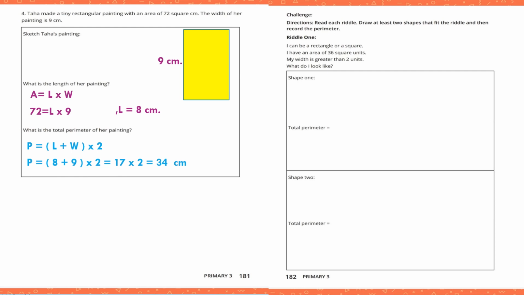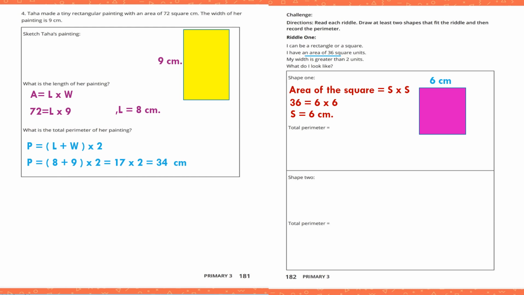I can be a rectangle or square. I have an area of 36 square units. My width is greater than 2 units. So in the first shape I will suppose that it's a square. The area of a square equals side length times side length. So 36 equals 6 times 6. So the side length will be 6.